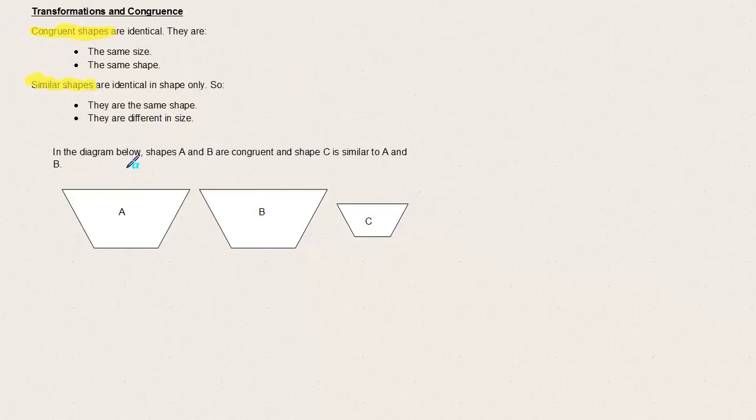So if we look at the diagram below, shapes A and B are congruent. They're the same shape and the same size. Whereas shape C is the same shape, but it's different in size, and therefore it's similar to A, and it's also similar to B.